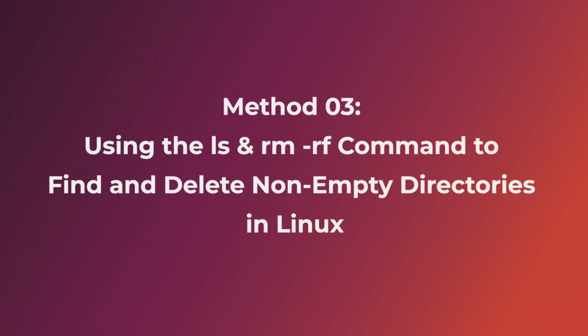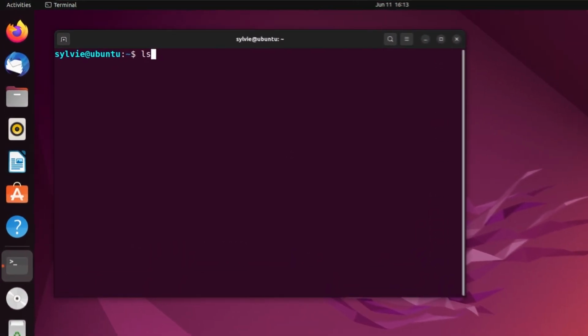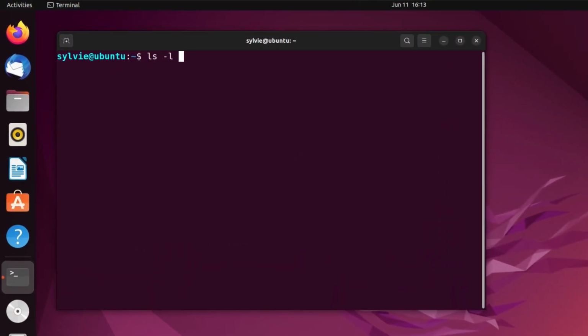Now I'm going to show you the third method of deleting directories. For this I'm going to use ls command. ls command is used to show the contents inside a folder. Option L shows the long listing format, and this is the folder I want to delete. Now I'm tapping on the enter button to continue. As you can see, it has a file inside it, so it is not an empty directory.